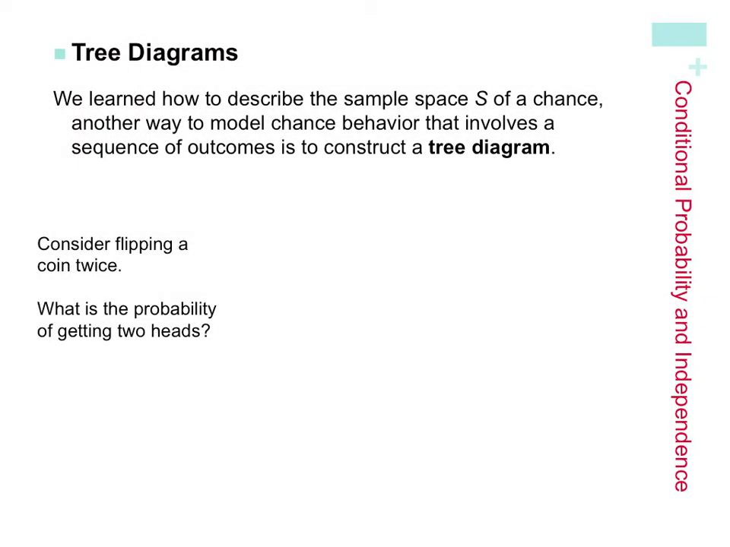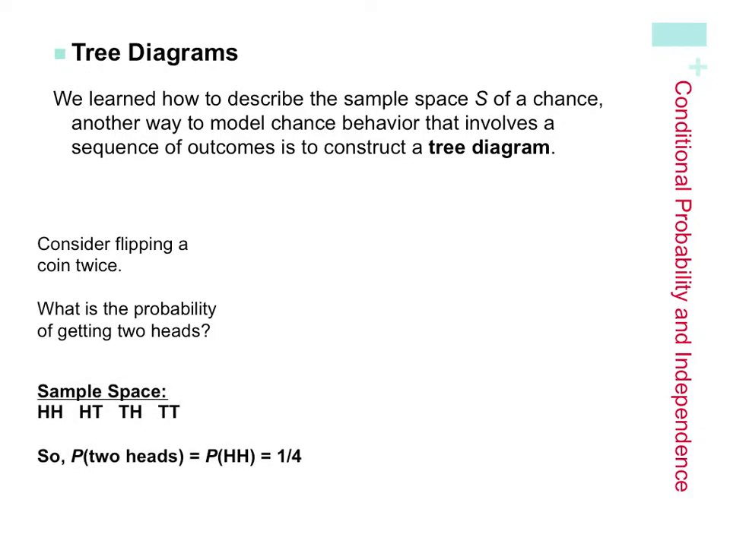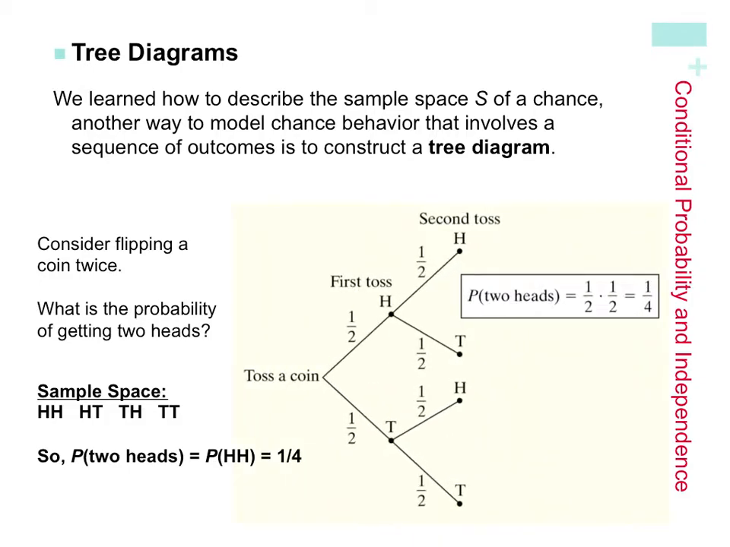Back earlier in chapter 13, we learned how to describe the sample space of a chance behavior. Another way to model that would be with a tree diagram, although a tree diagram is usually a sequence of outcomes in an event. So not just flipping a coin once, but more than once. Flipping a coin twice and listing the probabilities of getting heads, as a sample space, would look like the following as a tree diagram.